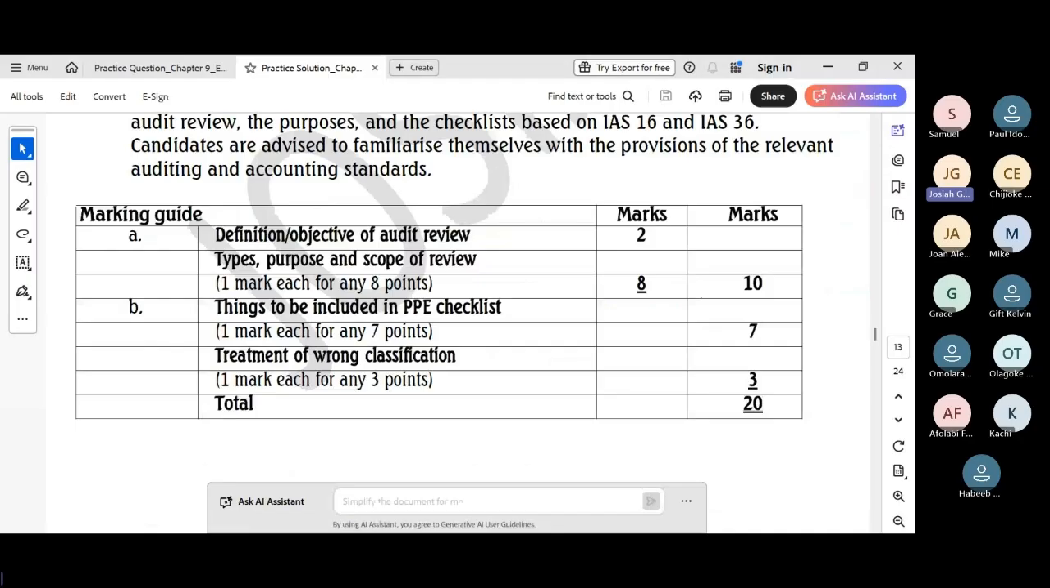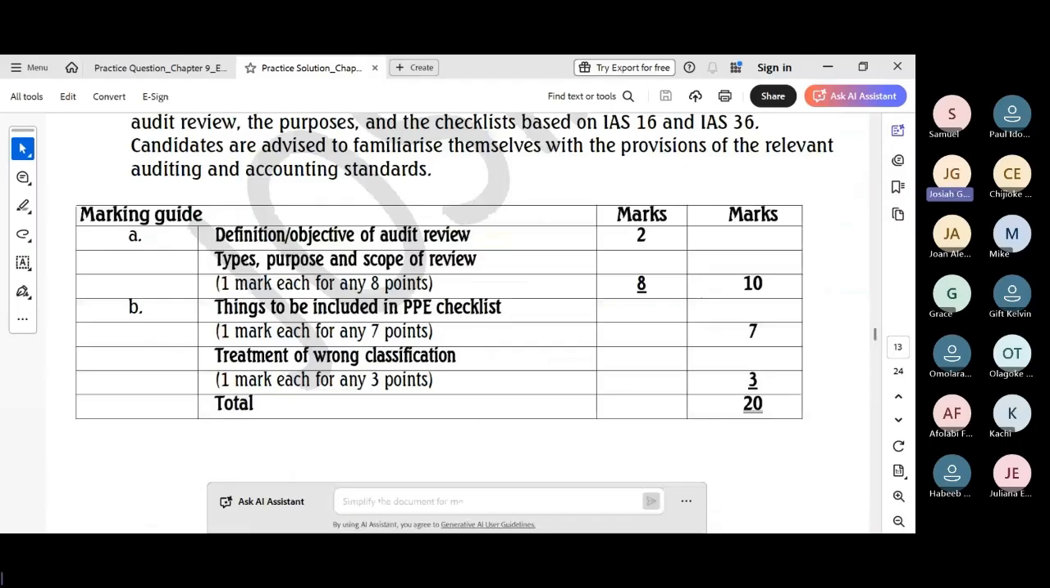Another purpose or scope speaks to resolution, checking that all significant problems encountered during the audit, including misstatements, errors, and judgmental areas, have been properly resolved and documented. So that's generally the purpose or scope of reviews.